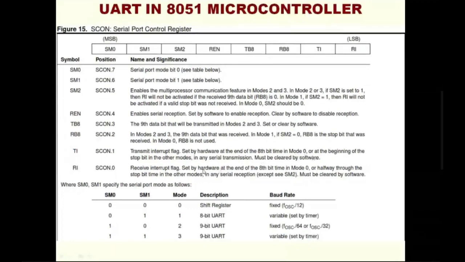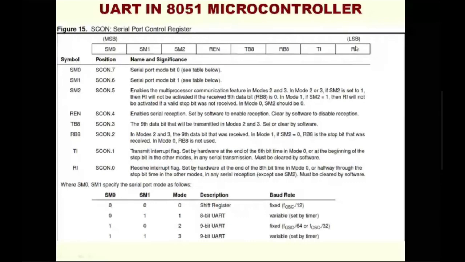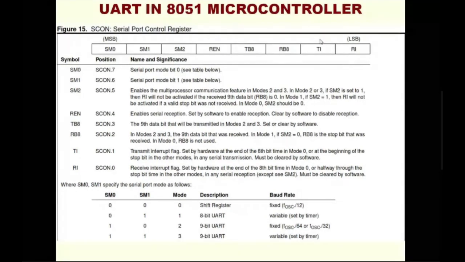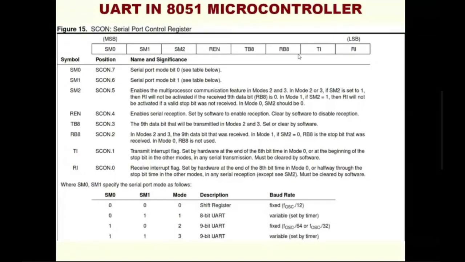The receive interrupt flag, RI, is set by the hardware at the end of the 8th bit time. That means when the 8th bit is received, the RI flag will be set. When the RI flag is set, that indicates the receiver is full. So when we are programming a receiver in a serial port with respect to 8051, we have to wait until the RI flag sets. When we are programming a transmitter, we have to wait until the TI flag sets. When the TI flag sets, all the 8 bits are shifted out and the transmitter is empty. When the RI flag sets on the receiver side, all the 8 bits are shifted in and the receiver is full of data.